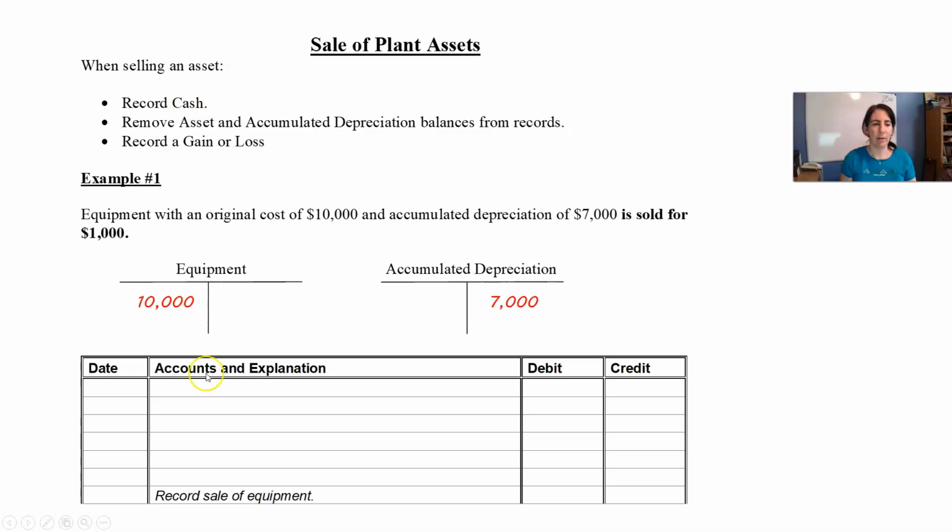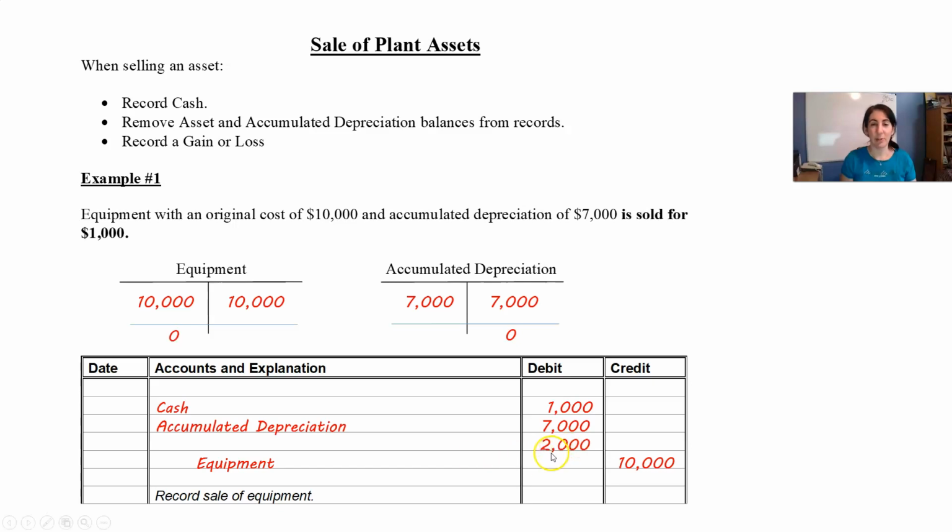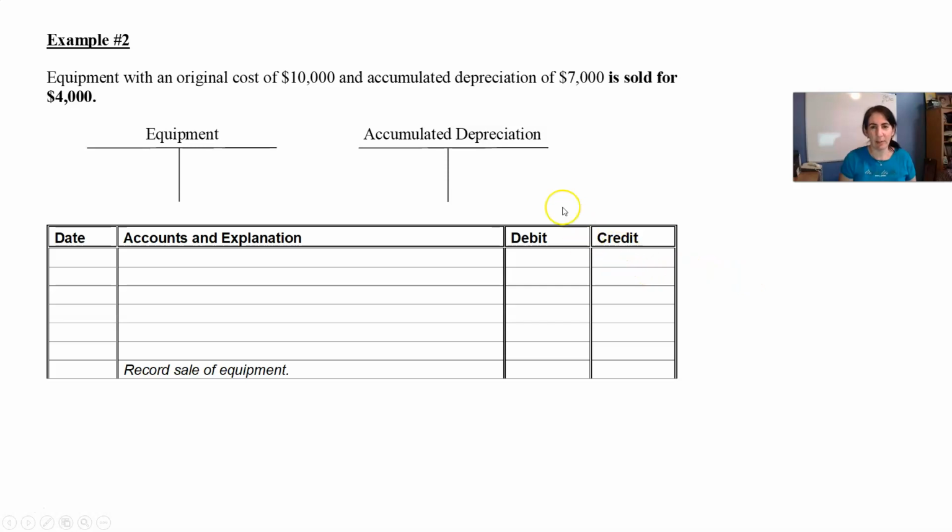Record the cash. We're going to debit cash for $1,000. Remove the asset and accumulated depreciation: we're going to debit accumulated depreciation for the $7,000 and zero that out, and we're going to credit equipment for the $10,000. We've got $8,000 debit, $10,000 credit. What's left? There's the zeros. What's left is $2,000, and that $2,000 is a loss on disposal of equipment. Take the steps. I know this doesn't look like much up here, these little bullets, but they are actually guiding you. You do the same things each time if you're selling these things for cash.